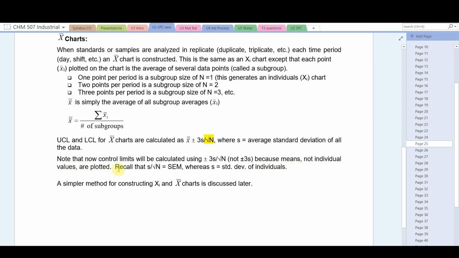Do you recall that s over root of n is the standard error of the mean, not just the sample, whereas s was the standard deviation of individual samples. There's a simpler method for constructing individuals and X bar charts, and we'll look at that a little bit later.